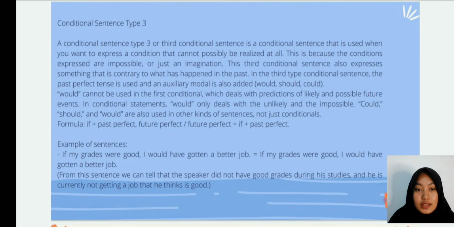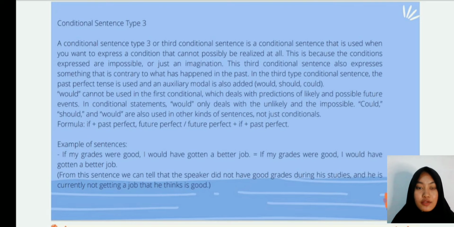The next is conditional sentence type 3. A third conditional sentence is used when you want to express a condition that cannot possibly be realized at all. This is because the conditions expressed are impossible or just an imagination. This third conditional sentence also expresses something that is contrary to what has happened in the past. In the third type, the past perfect tense is used and an auxiliary modal is also added: would, should, and could.